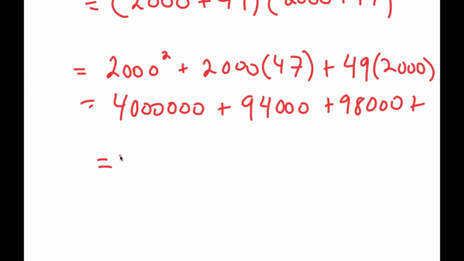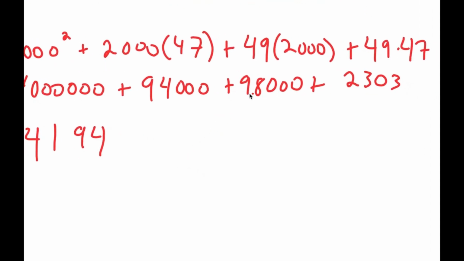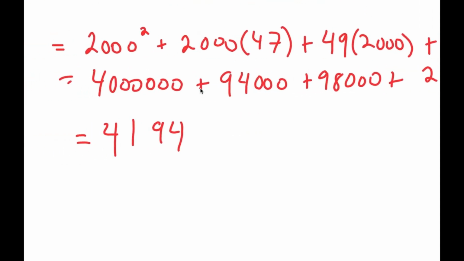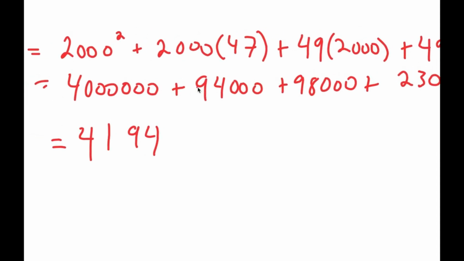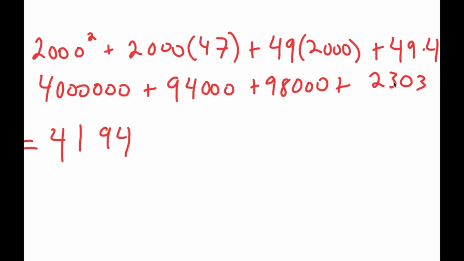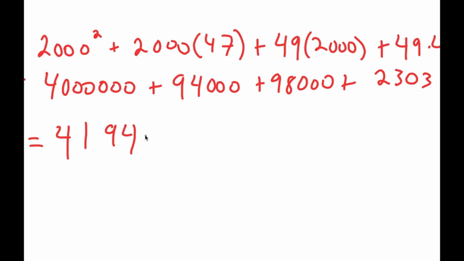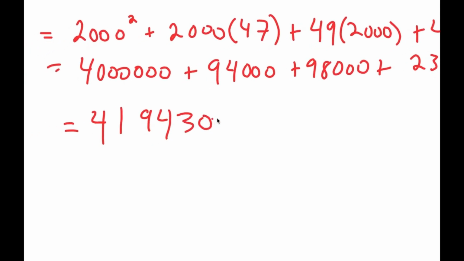So now, by adding all these up, I get 4,194,000, because 94,000 plus 98,000 is 194,000, and then I have to add in the 2,303, so now I get 303 at the end.